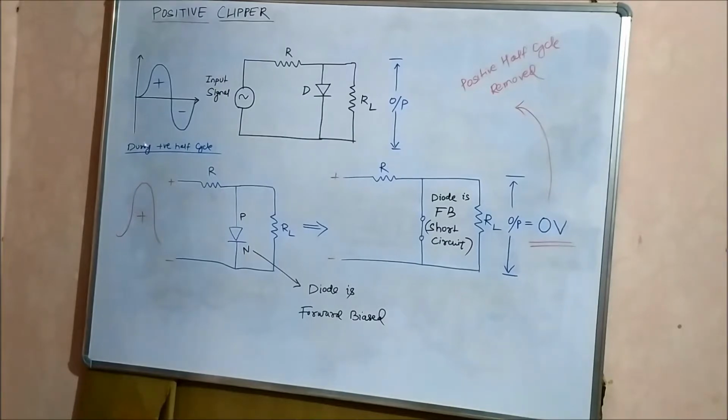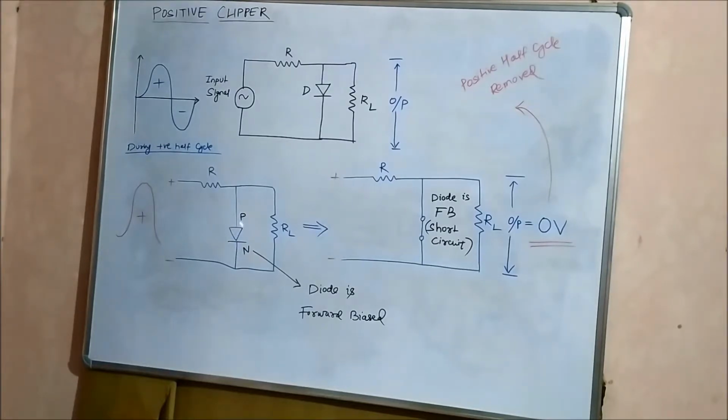During the positive half cycle, meaning this half cycle, this end is positive and this end is negative. As you can see here, the positive end is connected to the P-type end or the arrowhead, while the negative end is connected to the N-type end or bar of the PN junction diode.